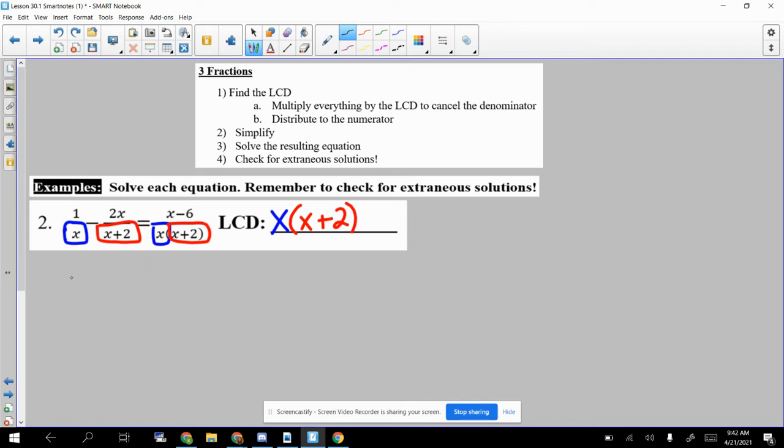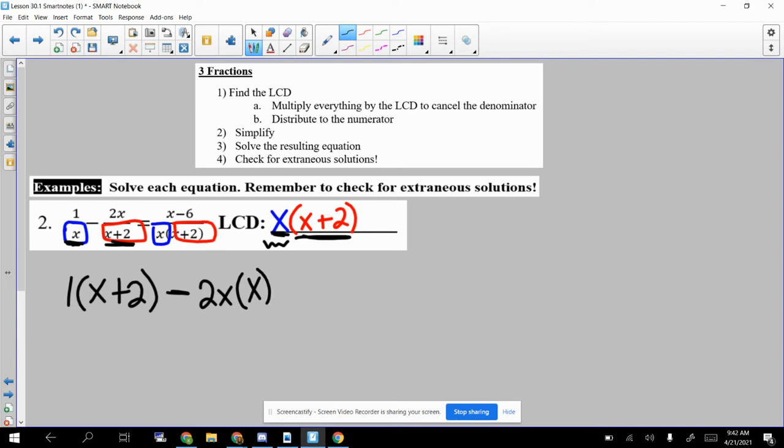Okay, so in this first fraction, we have the 1 in the numerator, and then for the LCD, it just has the x. So we need to multiply that numerator by the x plus 2. Okay, then we have subtraction, and then in the numerator we have 2x, and then we just have the x plus 2 in this one, so we're missing the x. So I'm going to multiply this by x, and then set it equal to the numerator, which is x minus 6. And then look at your denominator. This has the whole thing, x times x plus 2, x times x plus 2. So we don't need to multiply that by anything.